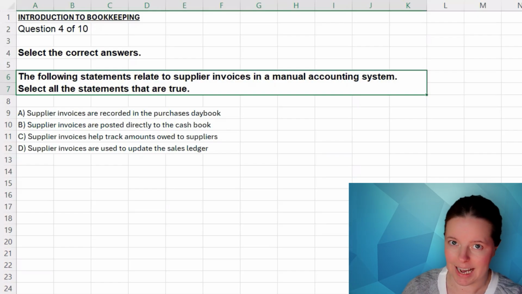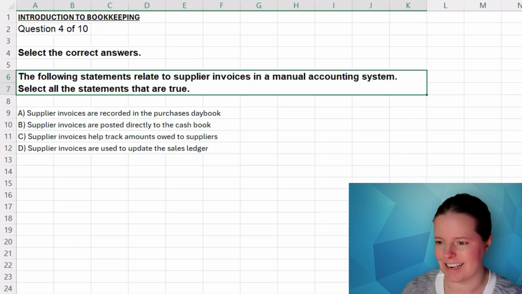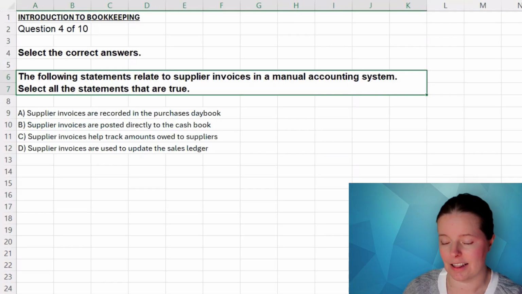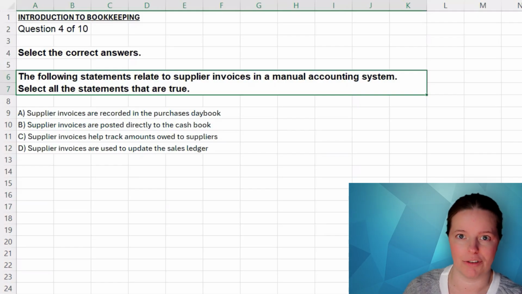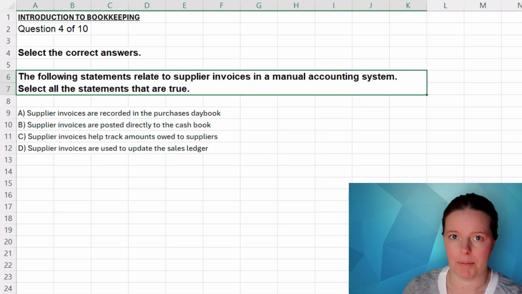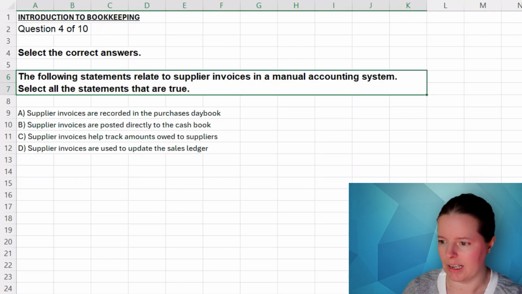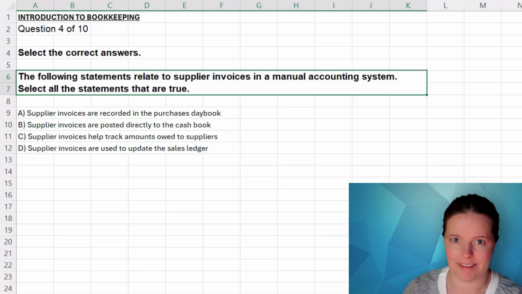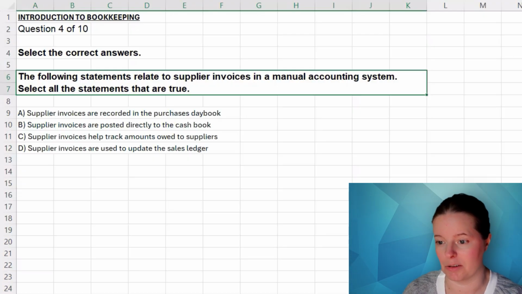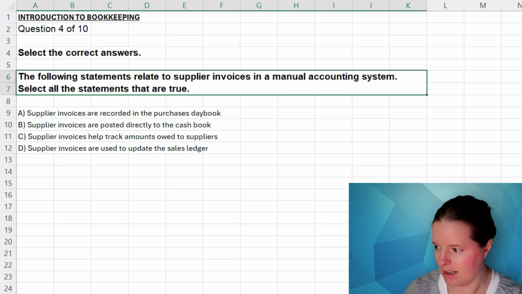Now again, just be careful with this because you need to make sure that you're selecting every statement that is true. So there might only be one, or there might be more than one. So let's look into it. So supplier invoices are recorded in the purchases daybook. 100% supplier invoices are in fact recorded to the purchases daybook. That's one of the books of prime entry.